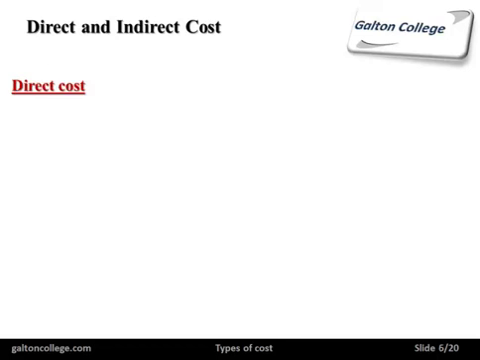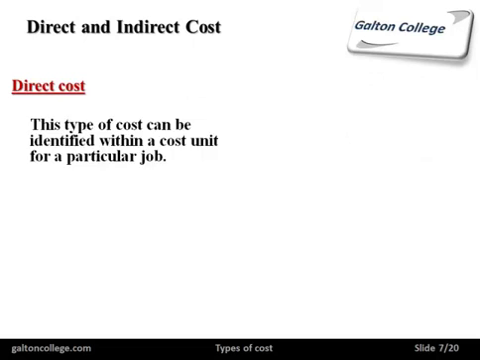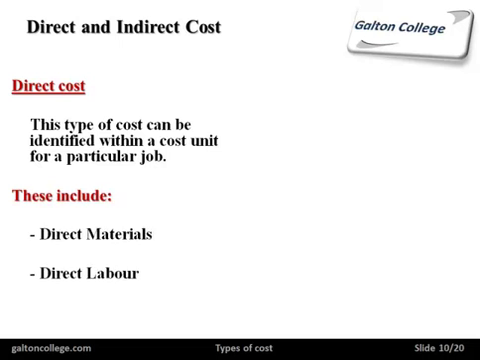Let's start by looking at the direct costs. Well, this type of cost can be identified within a cost unit for a particular job. So this one's pretty straightforward actually. They include things like direct materials, as I said earlier, direct labour, and direct expenses, anything we can identify as going to that particular product.